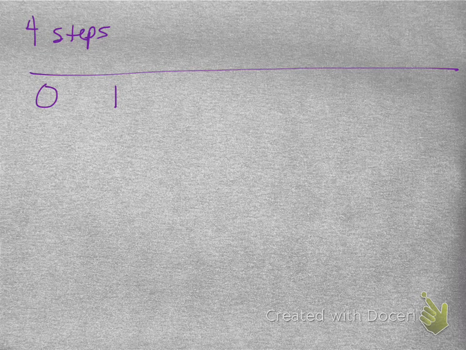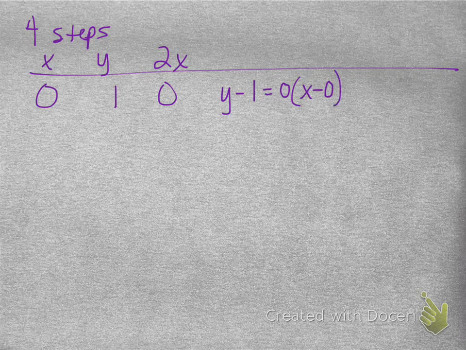Okay, let's say it said 4 steps. So I still start with 0 and 1. The slope is still 2x, so plug in that 0, you get 0. Your tangent line: y minus y1 equals m times x minus x1.